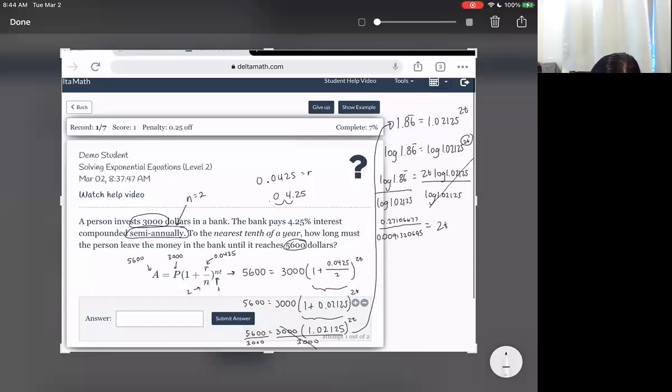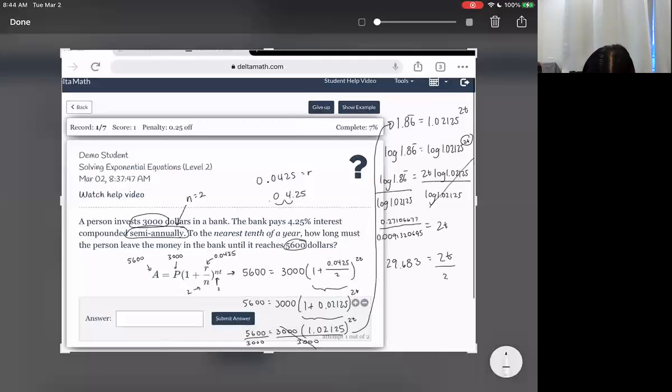0.27106677 divided by 0.00931320695. Okay, and I get 29.683 is equal to 2t. Typing that on my phone takes a lot longer, I'm sorry. But luckily you guys have the Delta Math calculator.